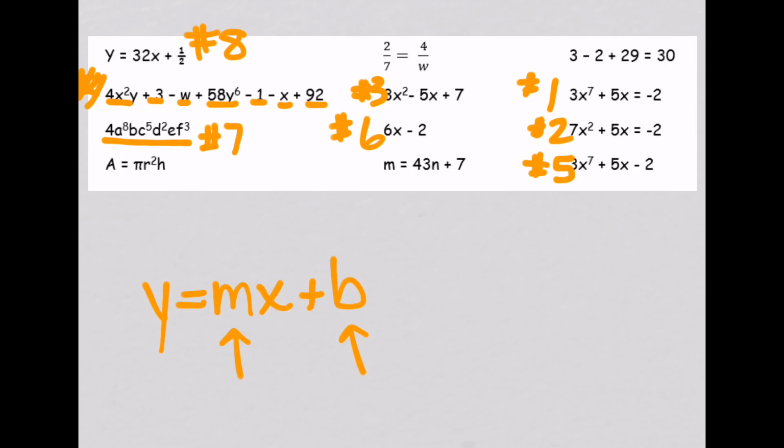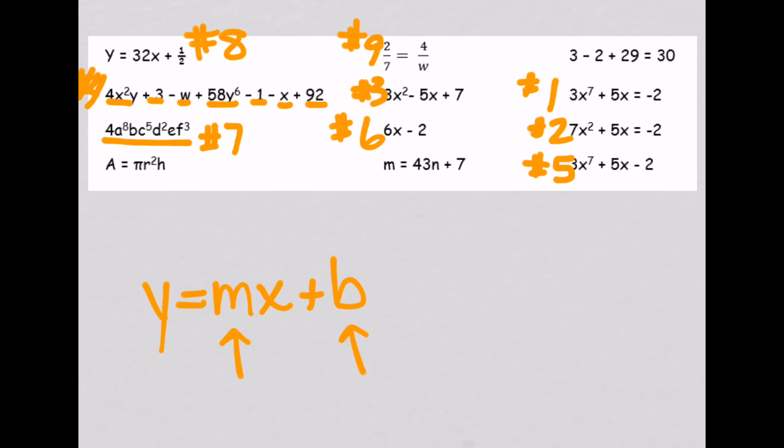Okay, a proportion is when you have two fractions equal to each other. That makes this one number 9. That's what a proportion looks like. Number 10 is an equation with only variables, no constants. A variable is a letter.